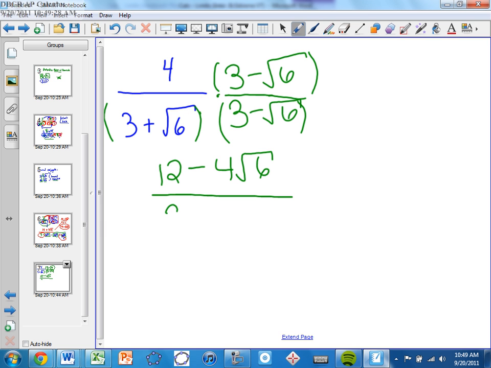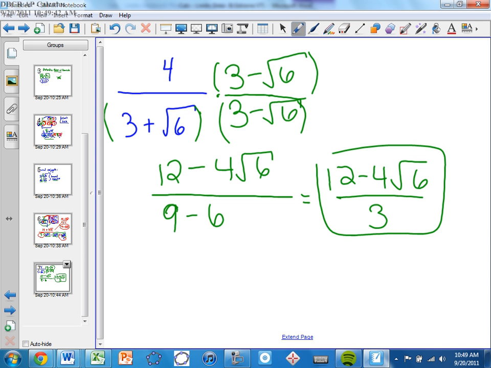Okay? Now, keep in mind that this is a 4 minus 4 radical 6. You really can't subtract. So even if you could divide these two here, you still can't subtract. This is a 4 minus 4 radical 6. And you can't subtract something without a radical from something with a radical. Okay?